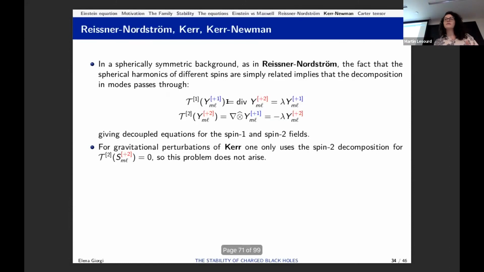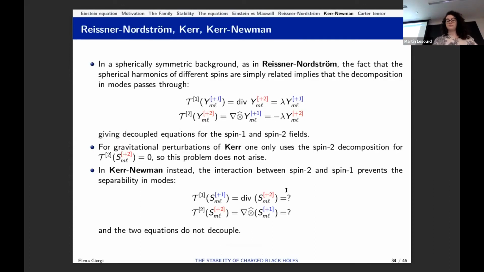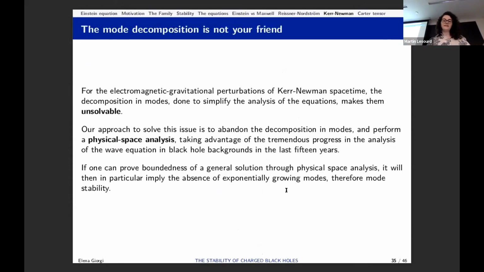If you're in Kerr, well, you only use the spin 2 because you only have gravitational radiation. So the problem in Kerr-Newman is that now you have the interaction of these two things. You have a Teukolsky equation sourced by a spheroidal harmonic of spin 1, which in principle is sourced by a spheroidal harmonic of spin 2, but now you're not able to write it in terms of a spheroidal harmonic of spin 1. So these two equations do not decouple. And so really the point here is that the mode decomposition is not your friend. In trying to decompose in modes, you're making these equations unsolvable.